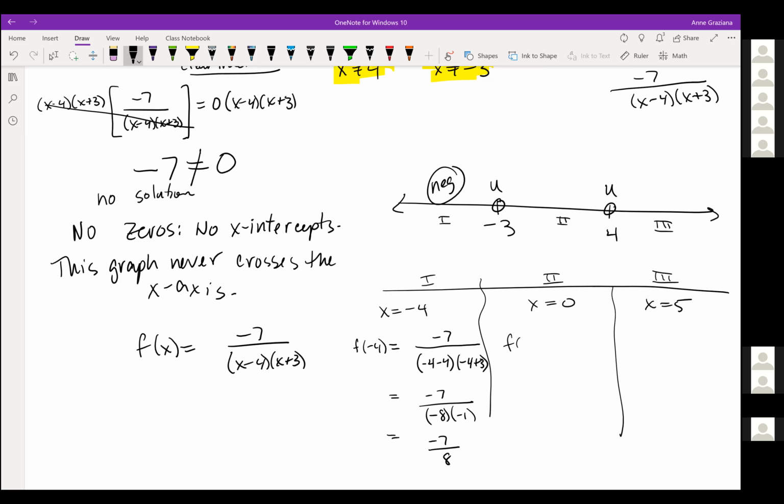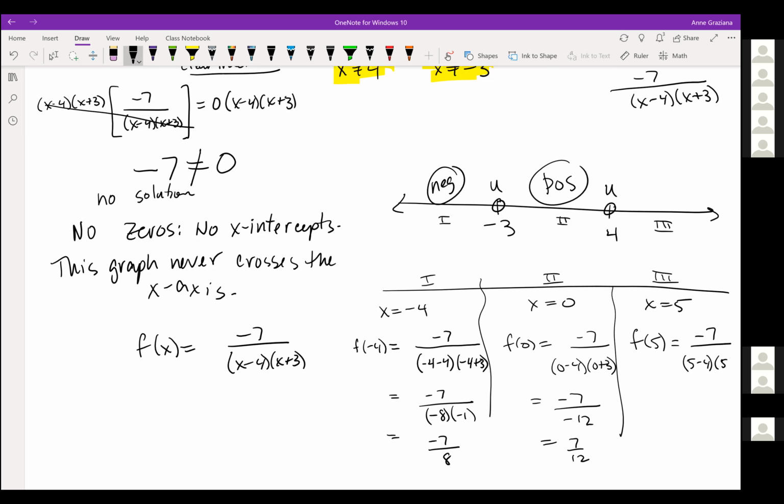Okay, f of 0 is going to be -7 over 0 minus 4 times 0 plus 3, which is -7 over -12, which actually comes out positive. So the middle is positive. And then f of 5 is going to be -7 over 5 minus 4 and 5 plus 3. So you get -7 over 1 times 8. So that's going to be negative again. Any questions on how we got that?